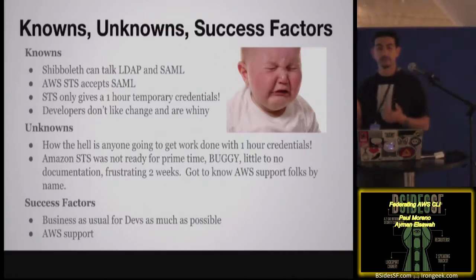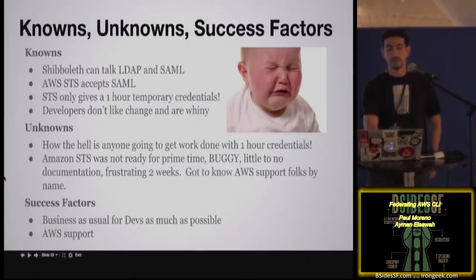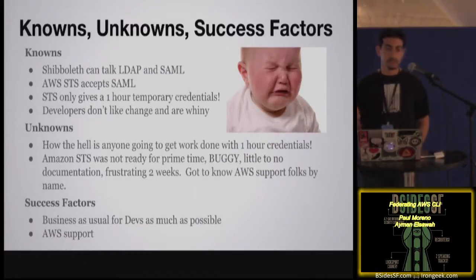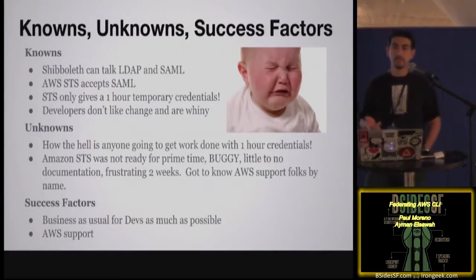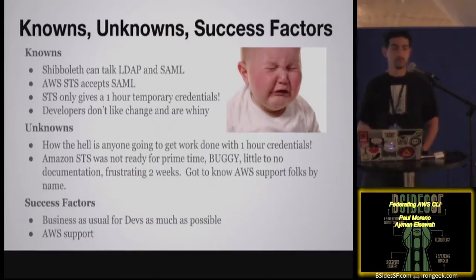Anyway, so some of the unknowns, what are we going to do with these 1 hour credentials? How are we going to make these work? And we didn't know that STS was not really ready for prime time. There were a lot of bugs, a lot of documentation issues. I got to know a lot of AWS support guys by name, so that was interesting. Things that were success factors coming in was that we wanted to make sure that business as usual happened for the devs. So they wanted no change for them as much as possible. And AWS support was really good. They were really helpful on this.